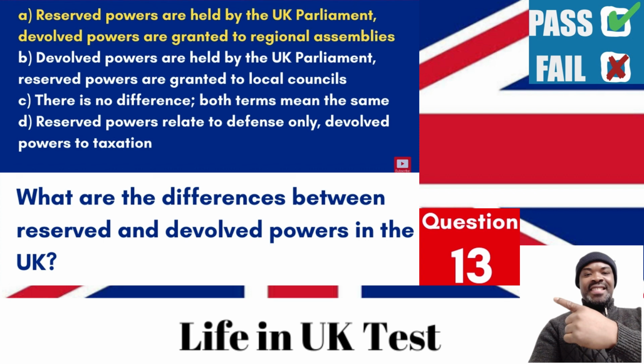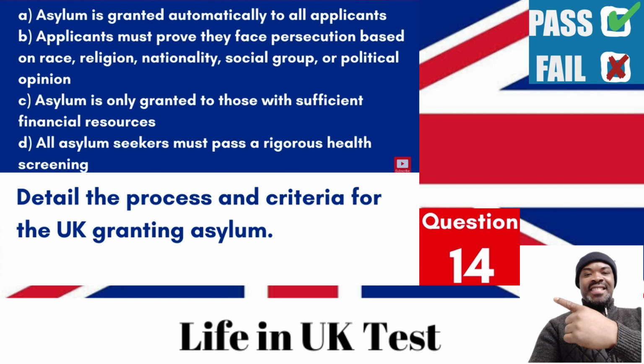Answer A. Reserved powers are held by the UK Parliament. Devolved powers are granted to regional assemblies. This distinction is key in understanding the division of powers within the UK's political system.